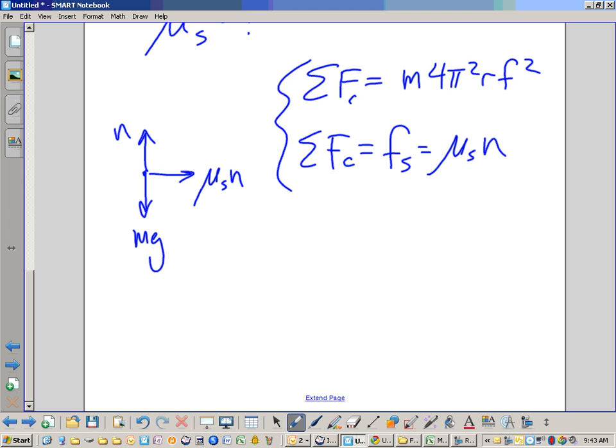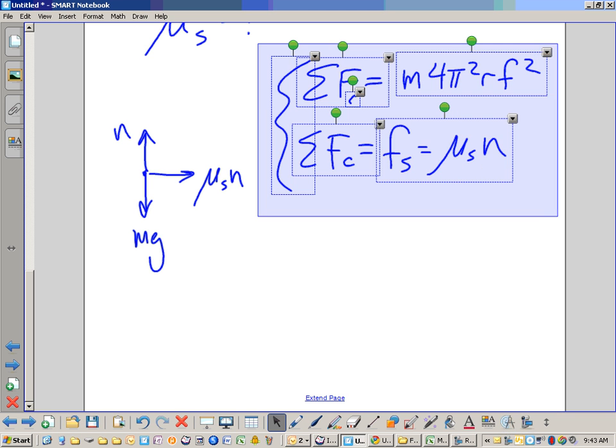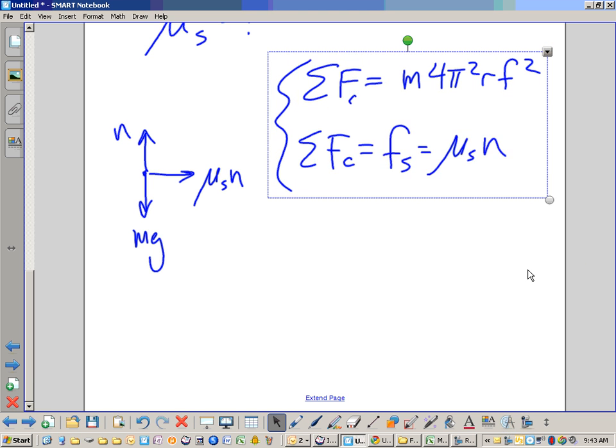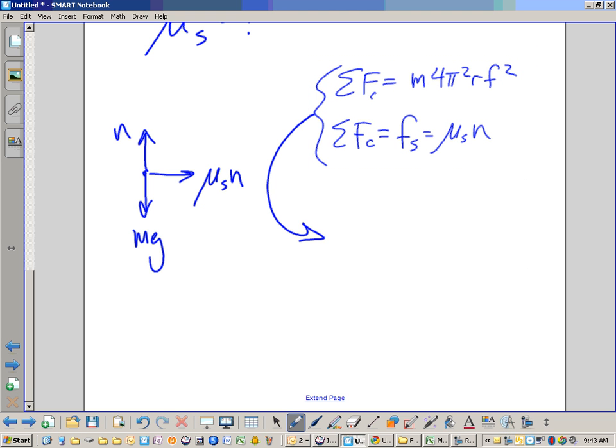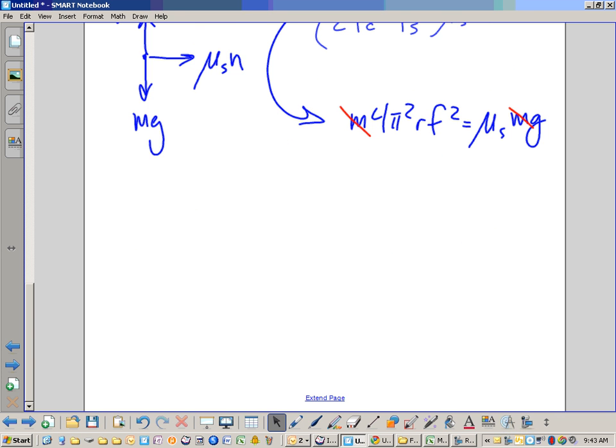So now when we do this, we're just going to be able to use our two-equation strategy and come down here and say that m times 4 pi squared r f squared is equal to mu static times, we're going to substitute mg for normal force. And our m's cancel out, making things rather convenient, yes? All right. So now we're asking, what is the minimum coefficient of static friction? Let's solve for mu static. Mu static is equal to 4 pi squared r f squared over g.